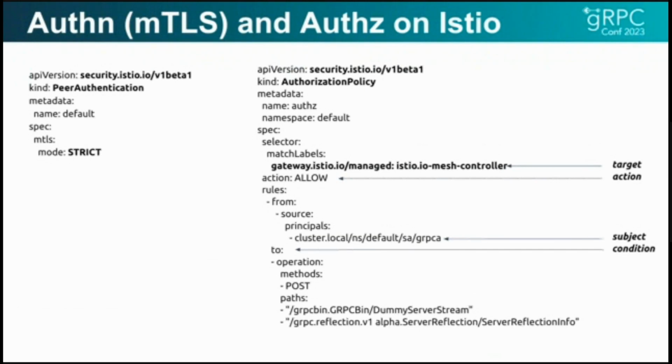So in this example here, we have a service and you have a method, and everything that's coming from gRPCA is allowed to pass through this selector. The selector is for the waypoint proxy.